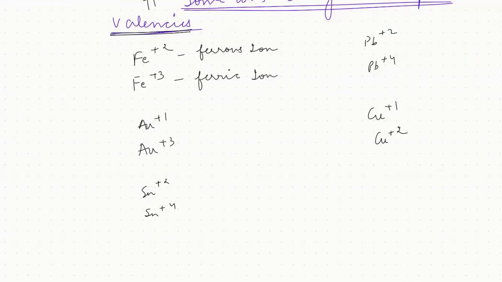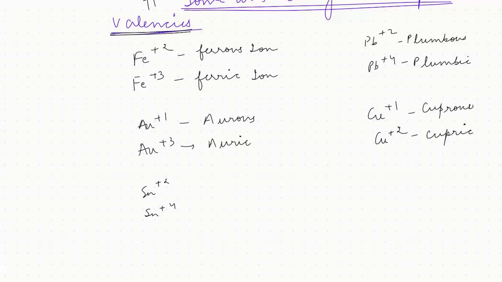Yes or no? This would be plumbous, and this would be plumbic. This would be aurous, and this would be auric. This would be cuprous, and this would be cupric. This would be stannous, and this would be stannic. Okay, stannous ion and stannic ion.